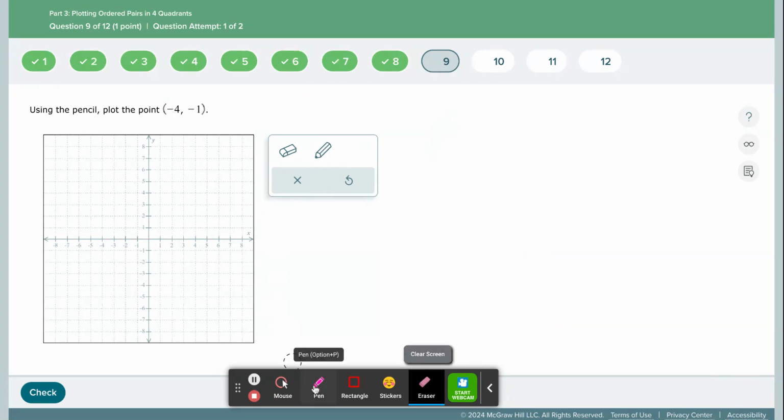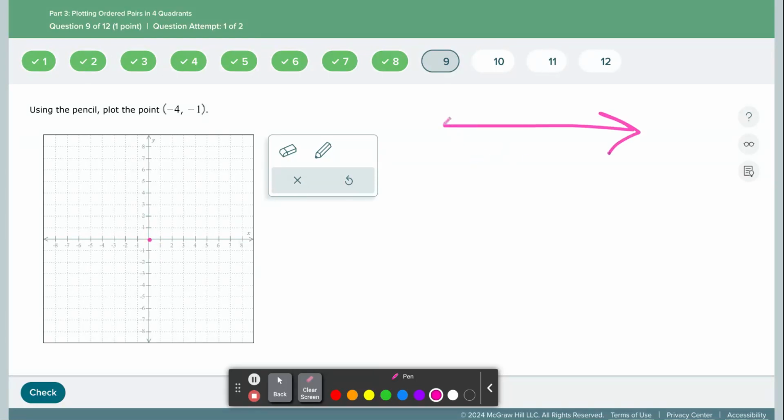Next round, here we go. Always start at your origin, your (0, 0), correct? The first thing that you do is walk. I'm going to go right if it's positive, left if it's negative. And then I'm going to go up if it's positive and down if it's negative.